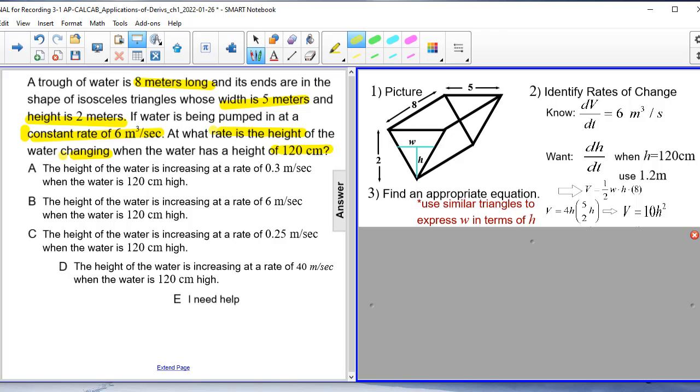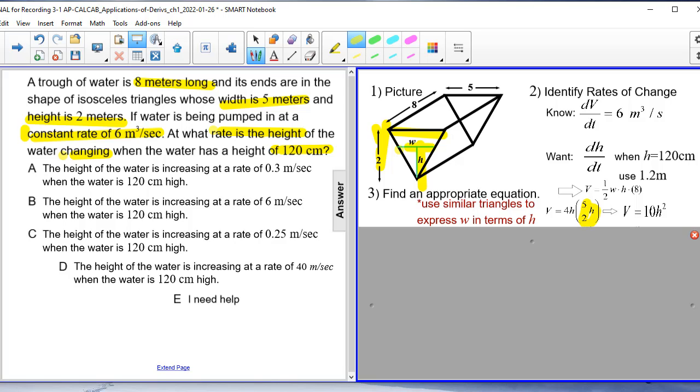The similar triangle I'm going to use is here. This has a width of 5 and a height of 2, so this proportion is going to be 5/2. The water, the smaller triangle, is going to be W/H. If you want to write that out, it would be 5/2 equals W/H. And when you solve for W, you're going to get 5/2 H. And that's what shows up right here.